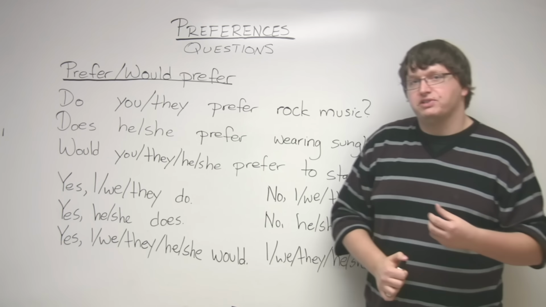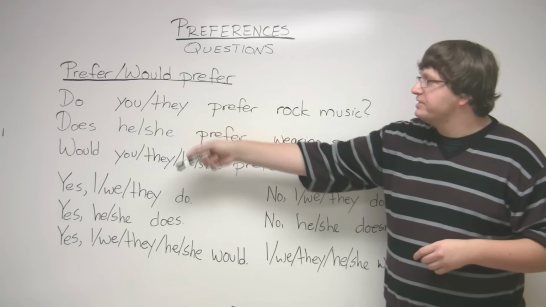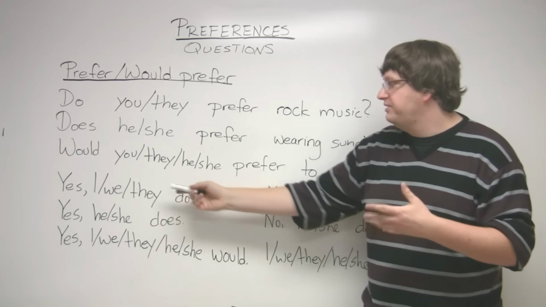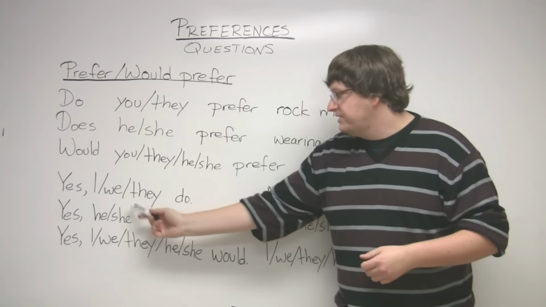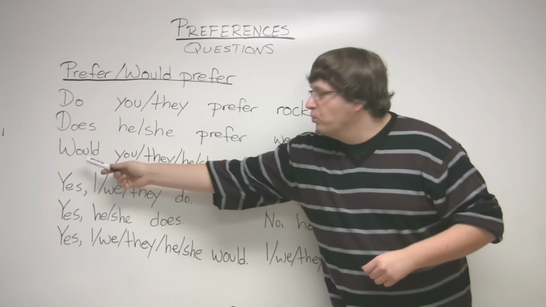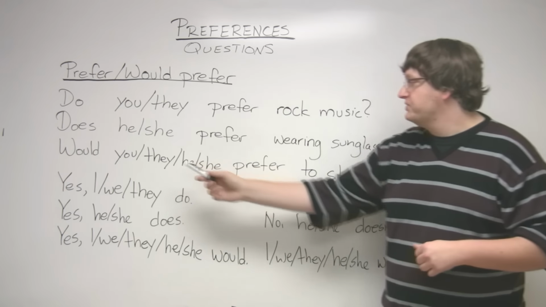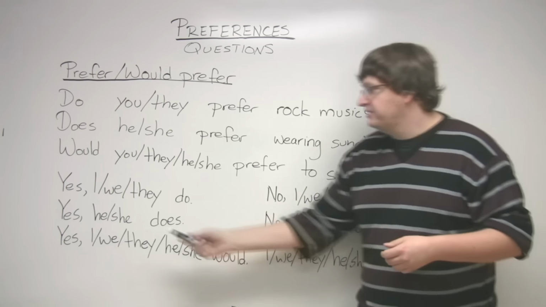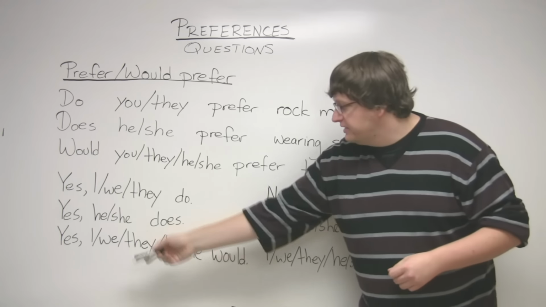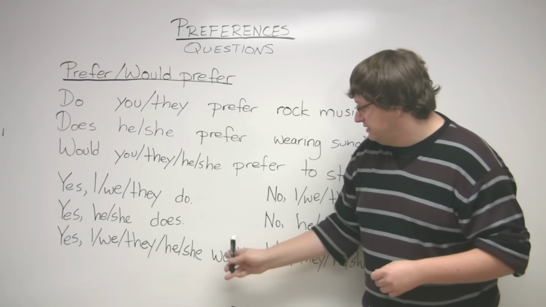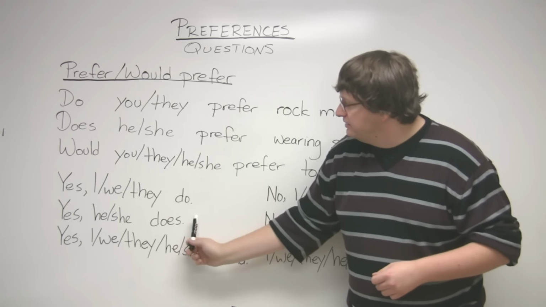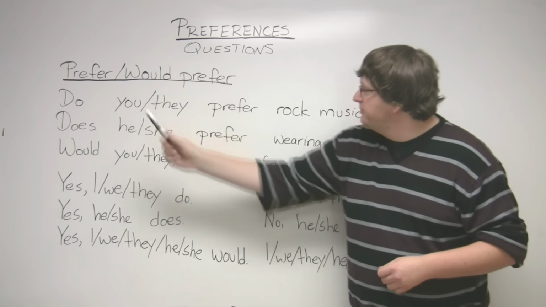Okay, to answer these questions, it's very, very simple. Just like do you, do they, just say yes, I, we, they, do. Yes, he, she, does. And this is for would you prefer. If the question is, would you prefer to stand? Yes, I would. So yes, subject, would. For would prefer, we use would at the end, and do for prefer.